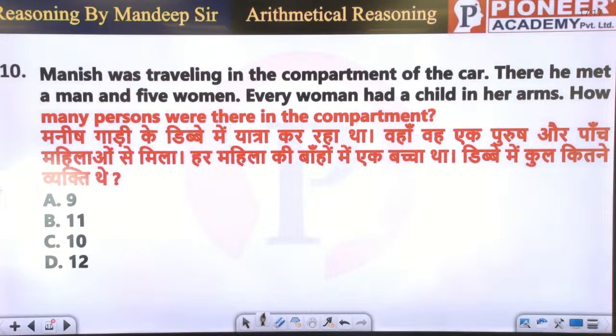What is the answer? It's very easy. It's the easiest question of this class. 10. Shabash. 12. Shabash. 10 and 12. Only two options are remaining.